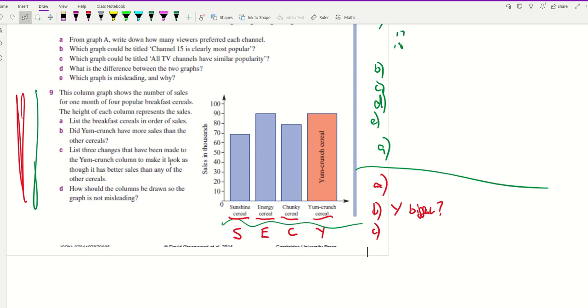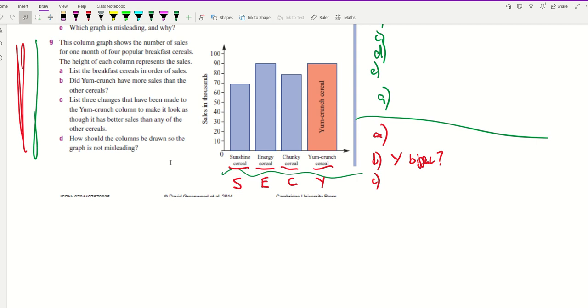C, 3 changes have been made to the Yum Crunch column to make it look as though it's had better sales than any other of the cereals. So they've just told you they've done something to make it look bigger. We need 3 things. So list them, 1, 2, 3. What are the 3 things they've done to try to convince you that they've had more sales? And D, how should the columns be drawn so the graph is not misleading? So that is a description there.